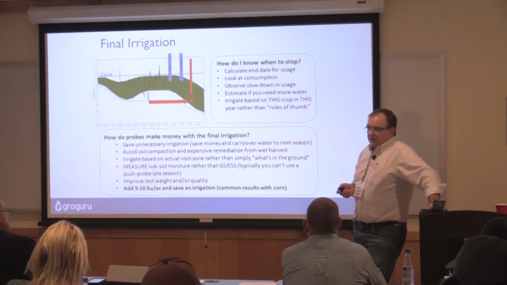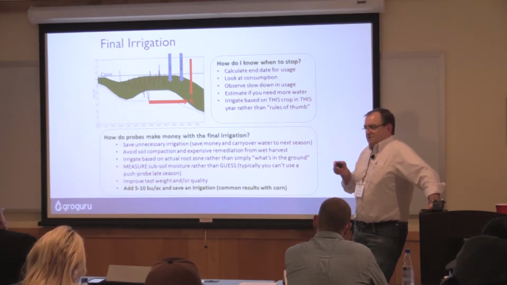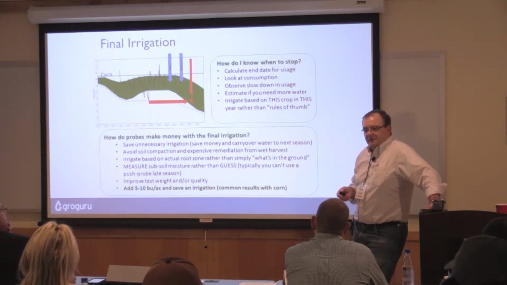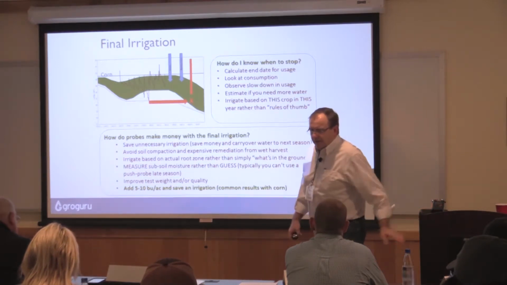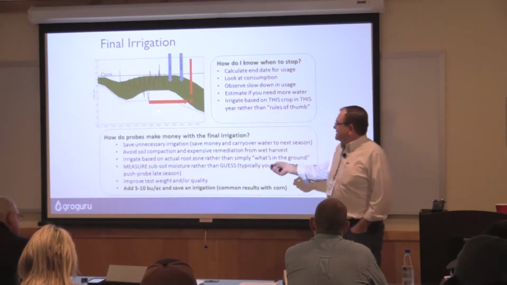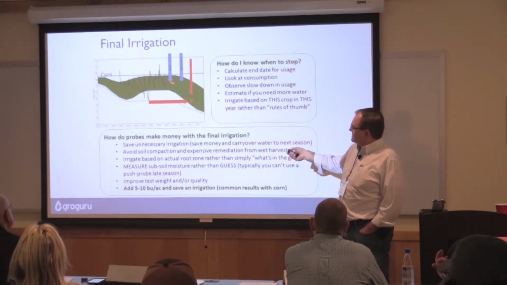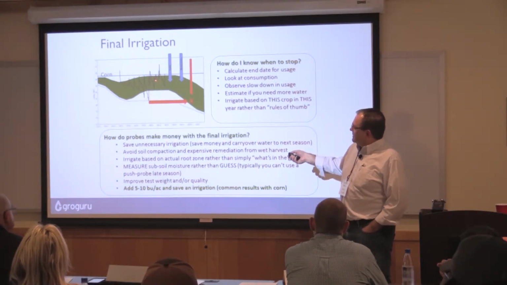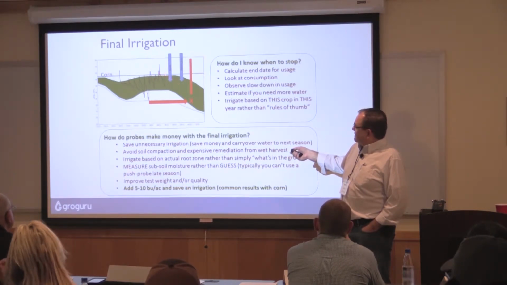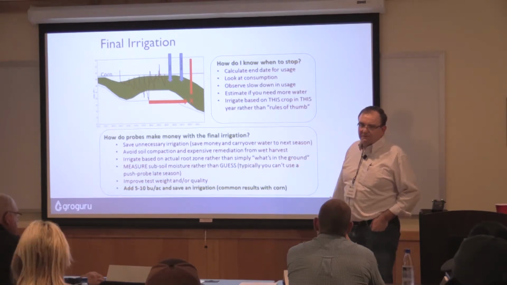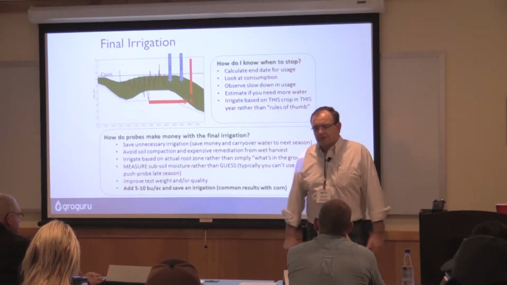The last point I want to make about using probes to make money is the final irrigation. How do I know when to finish? And quite simply, we've benchmarked the whole season. So you can see this is the irrigation template. This is an older slide. This is corn. You can see here that the reason this green bit goes down is because we want to finish with dry soil. Why do I want to do that?